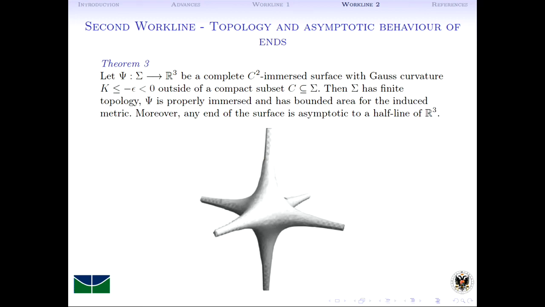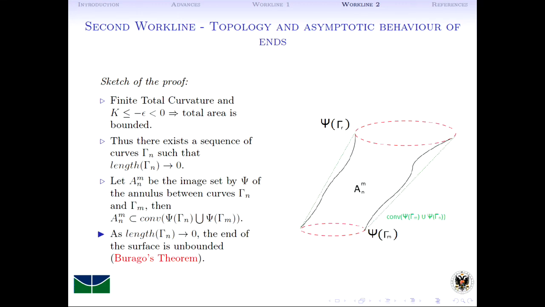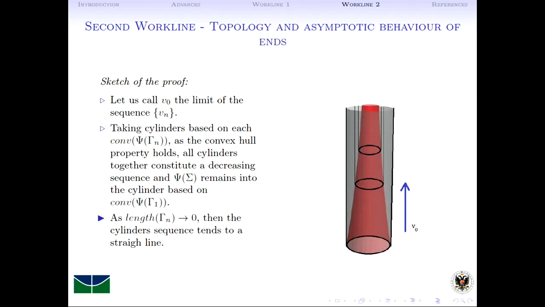And changing the weak condition of Efimov for the strong condition of Efimov in theorem 2, with the same conditions otherwise, we can get some extra information about the surface. The surface has finite topology, has finite area, is properly immersed, and is asymptotic to a half-line of R3. I have here the sketch of the proof, but I think I have to end here. Thank you very much.